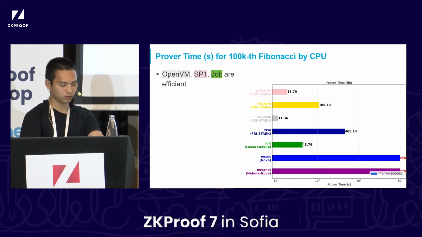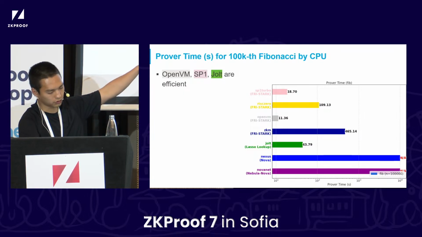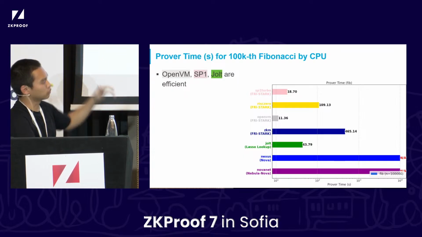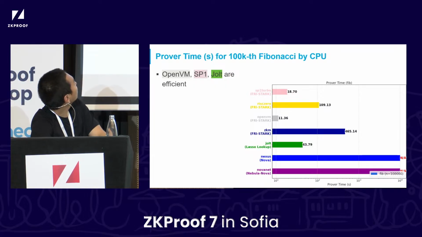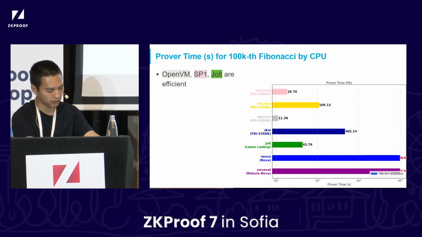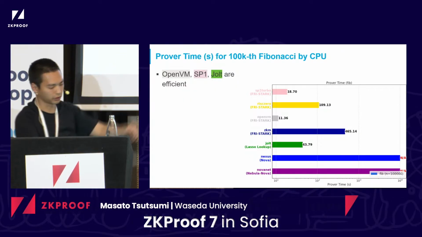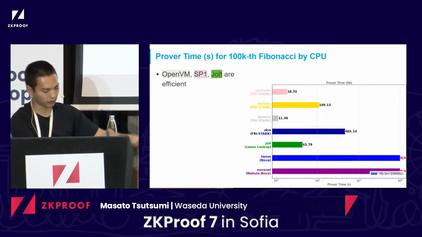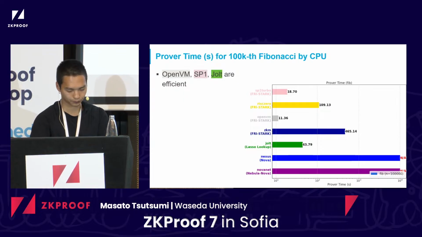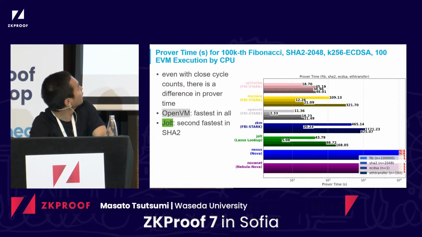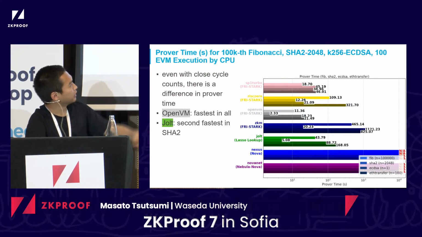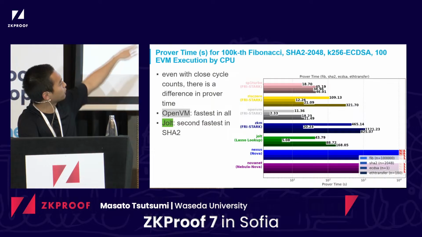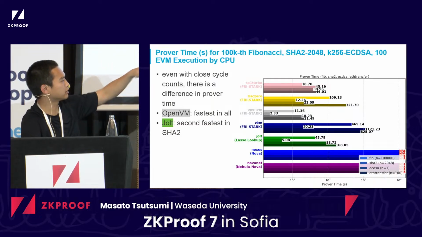So moving on to comparisons, this graph shows proof generation time for the 100K Fibonacci program by CPUs. OpenVM was the fastest, at only 11 seconds in prover time, with SP1 and Jolt showing the next best efficiency. And that graph includes 3 other programs alongside Fibonacci, from top to bottom: Fibonacci, SHA-2, ECDSA, and ETH transfer.